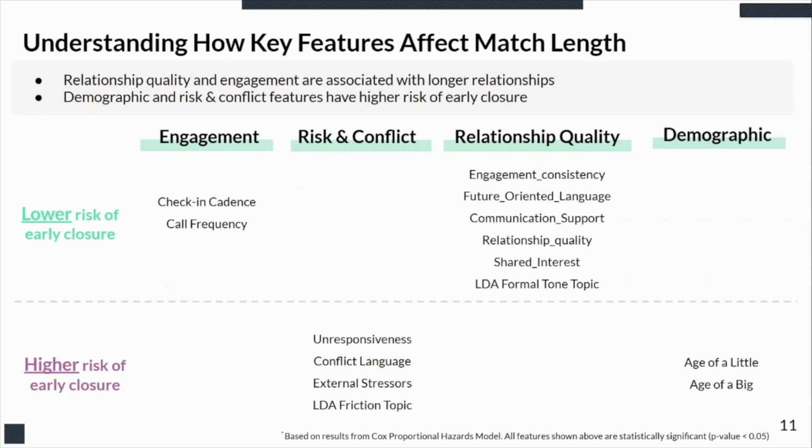We took the top 20 features from both predictive models and used them to analyze how each one impacts match length, looking at both the strength and direction of their effects. Strong engagement and good relationship qualities are linked to longer matches, while things like demographics and risk factors tend to lead to early closures. Features like consistent engagement and shared interests lower the risk of an early closure, while unresponsiveness and conflict language increase the risk of an early closure.